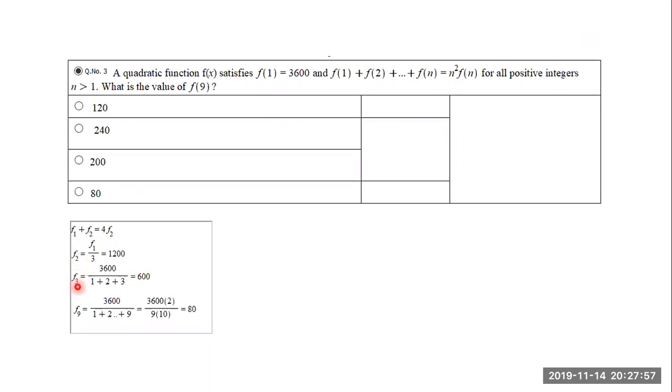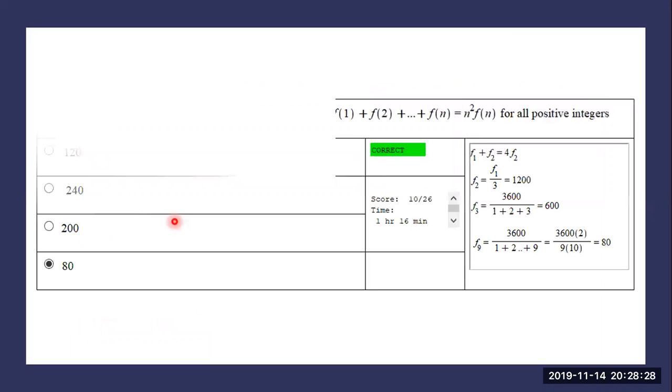And then f3 is equal to, similarly, if you find out, you will get 600, which is equal to 3600 divided by 1 plus 2 plus 3. So now I got the trick. Therefore, f9 should be 3600 divided by 1 plus 2 plus 3 up to 9, which is n into n plus 1 by 2, which is 9 into 10 by 2. So 3600 into 2 by 90, which is how much? Can you tell me? 80. Very good. Right. Very good.